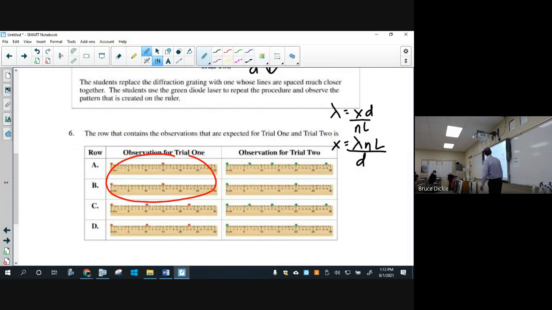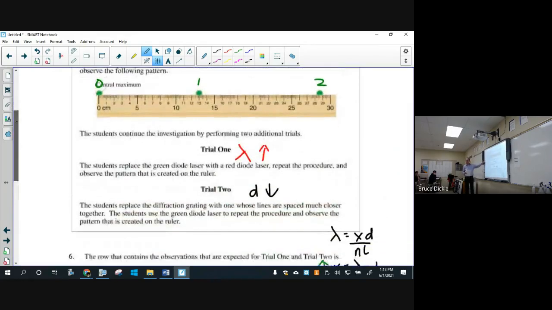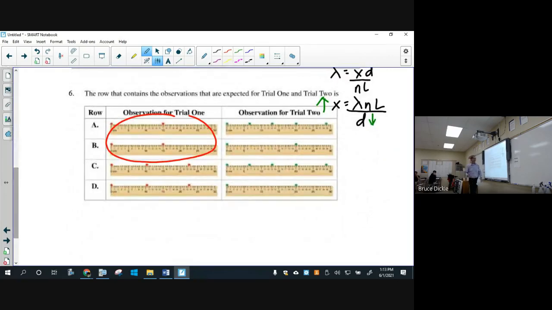Now what are we doing? We are decreasing D. As D goes down, X goes up. So what was X on my original diagram again? 13-ish. X has got to be bigger than 13, which means C and D don't work, because that's like 7, right? X is equal to 7 there.